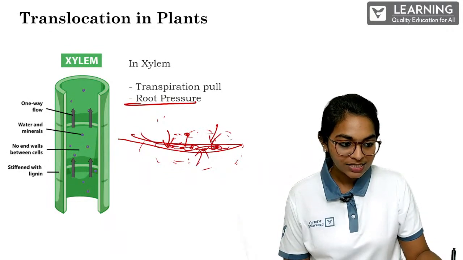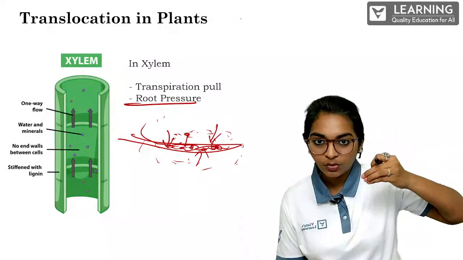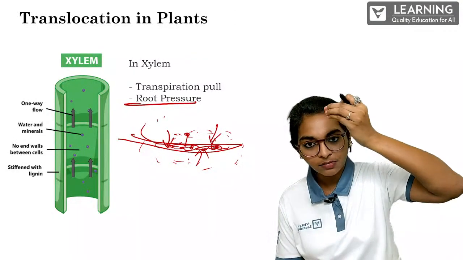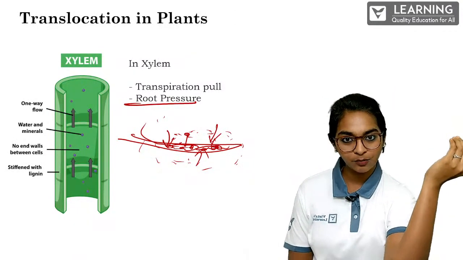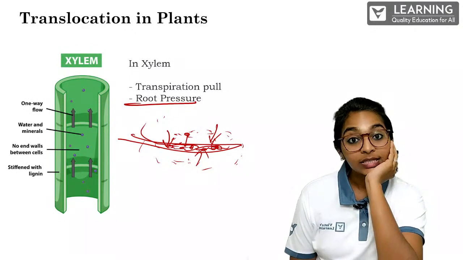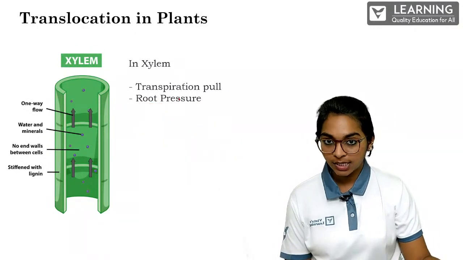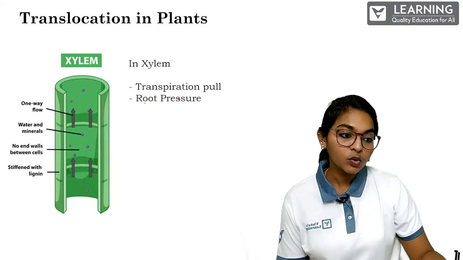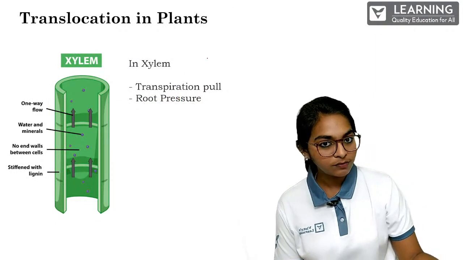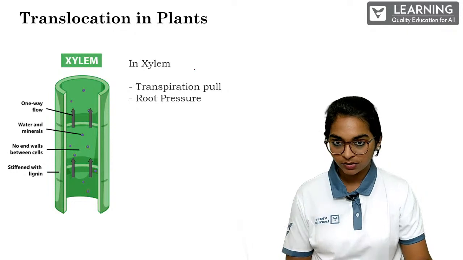This column is again maintained. So from the root hair, root, the entire stem, the branches, leaf, margin, leaf, blade, everywhere. Is it clear? So in the morning, transpiration pull is responsible for the conduction of water. In the night, root pressure is responsible for the conduction of water.